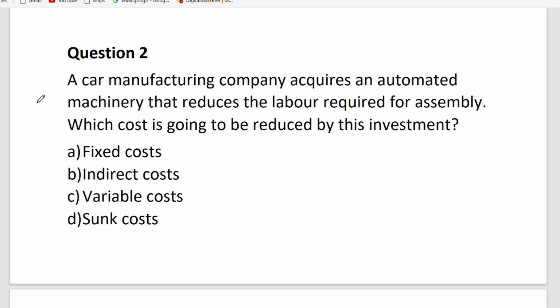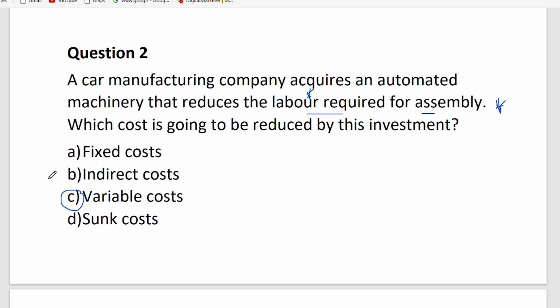Question 2. A car manufacturing company acquires an automated machine that reduces the labor required for assembly. Which cost is going to be reduced by this investment? So definitely, if you're talking about labor for assembly, the question is, what is labor cost in this situation? The more you assemble, the more labor you require. And so that makes it a variable cost.